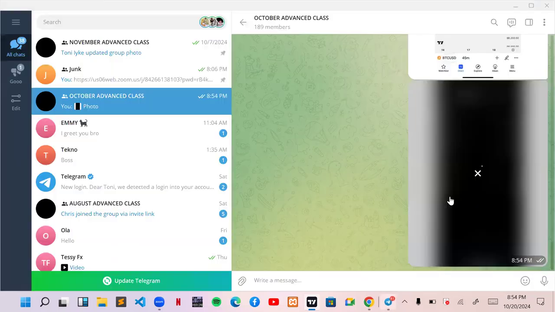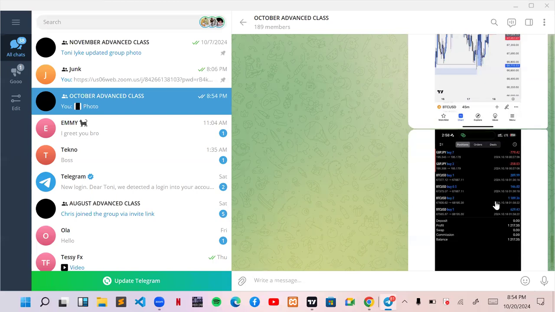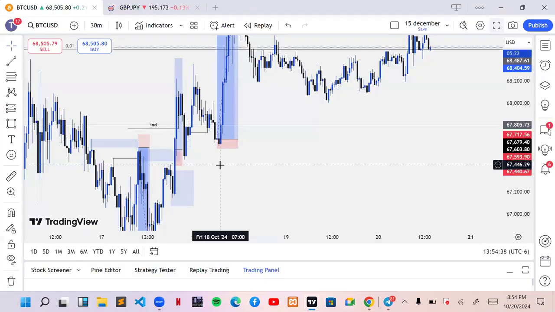So it was this trade here. The entry was from the breaker block. You can't see it on this 45 minutes time frame, but check this time frame that I used to make this analysis. That's when you can see the breaker block clearly. It was this particular trade right here that played out. And this was how I got the entry on the breaker block.